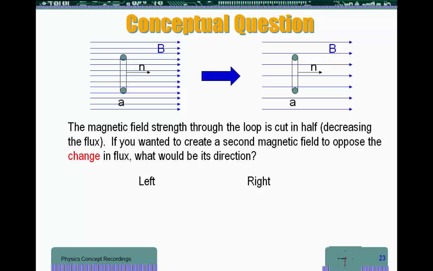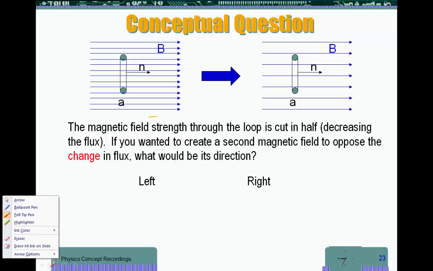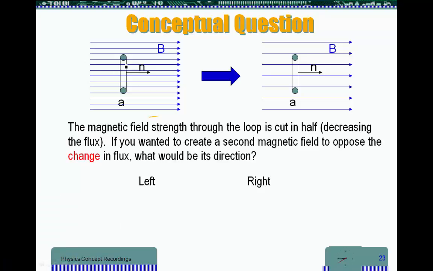In this case, we have a loop. Let me change the color here. I'm not sure it is very visible. Okay, we have a loop perpendicular to the screen with its normal pointing towards the right, parallel to the magnetic field. So the magnetic flux in this case is BA. The angle between B and the normal is 0. So if we cut the magnetic field in half, the new flux is going to be BA over 2. If we use, let's call this B2 and this B1, so it's going to be B1A over 2.